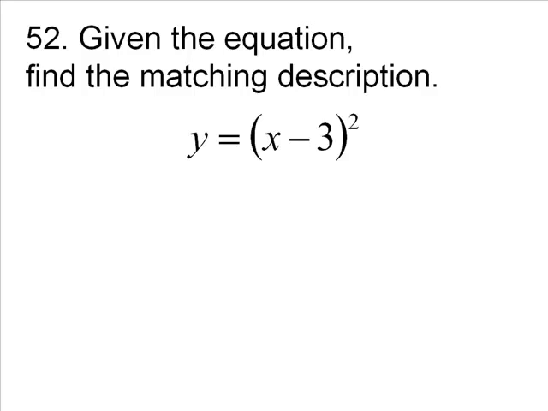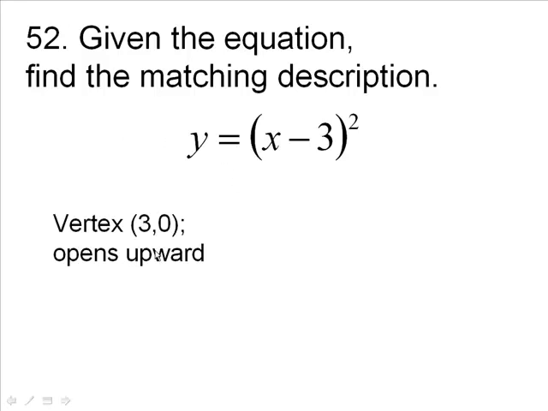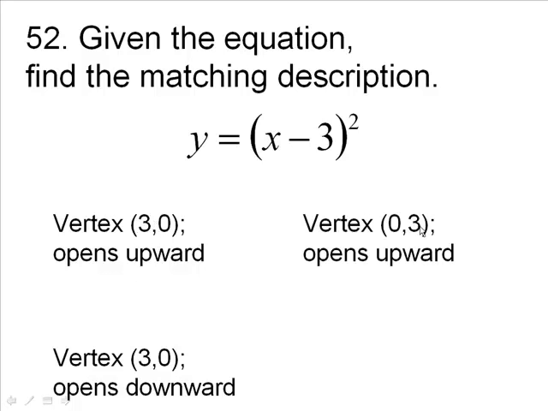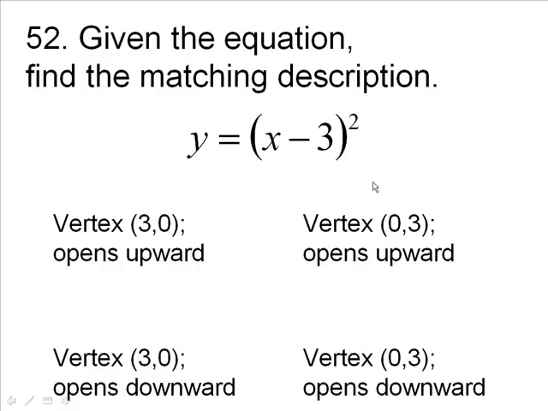Number 52. Given the equation, find the matching description. Well, we've got four different descriptions. Here we have a vertex of (3, 0) and it opens upward, or it opens downward. Or maybe the vertex at (0, 3) and it opens upward, or opens downward. We have to figure out which one of these four it is.